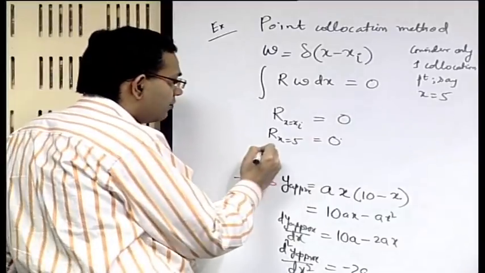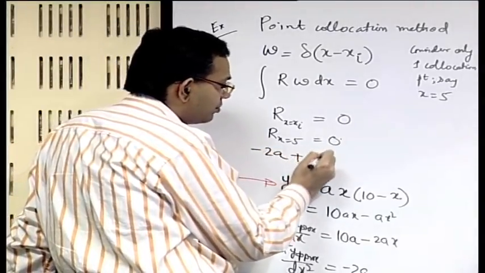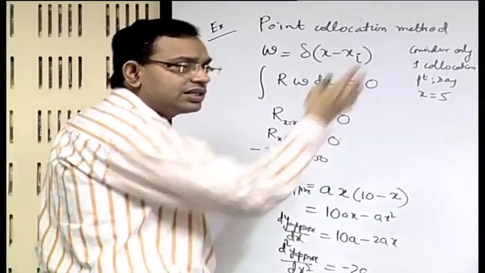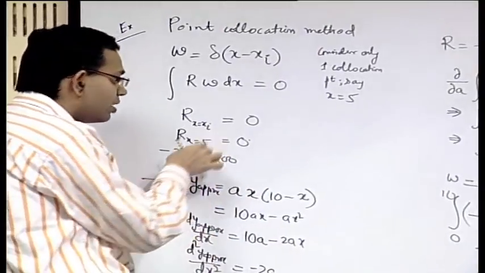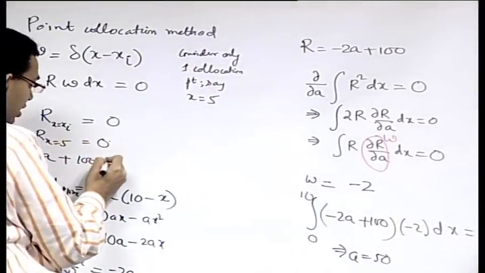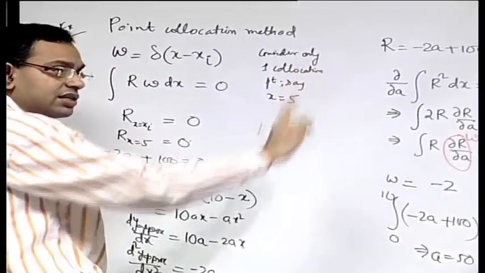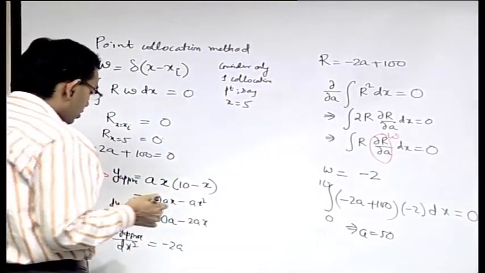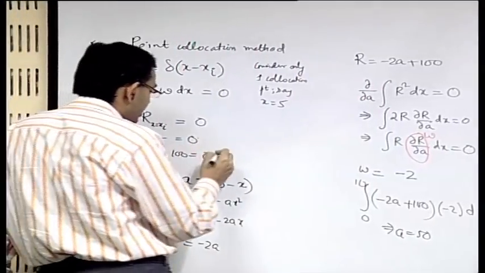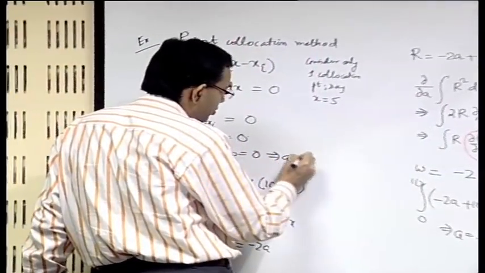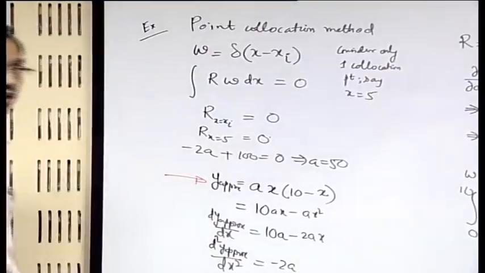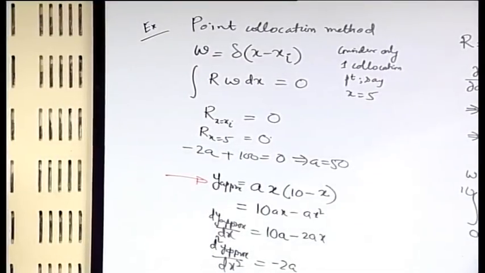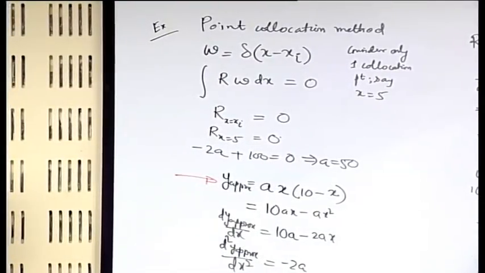That means you have minus 2a plus 100. Here r is such a function that is not a function of x, so it does not matter what the choice of your collocation point is. That is because of this very special, simple example; otherwise r could itself depend on x. So, minus 2a plus 100 equal to 0, that means a equal to 50. So, this has given the same solution.